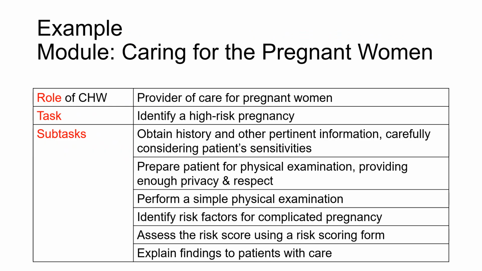As shown in this example on a module on caring for pregnant women, the role of the community healthcare worker is specified as a healthcare provider for pregnant women with its corresponding task of being able to identify a high-risk pregnancy. The subtasks are itemized as follows: obtaining relevant history, performing a physical examination, identifying risk factors for a complicated pregnancy, assessing the patient's risk, and explaining the findings to the patient.